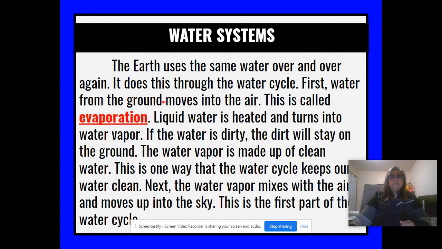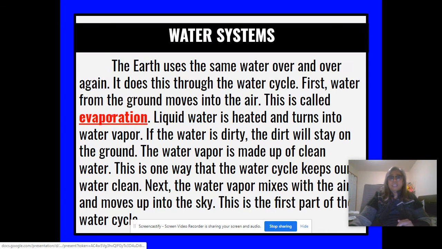First, water from the ground moves into the air. This is called evaporation. Then liquid water is heated and turns into water vapor. Now, if the water is dirty, the dirt will stay on the ground. The water vapor is made up of clean water. Now, this is one way that the water cycle keeps our water clean. Next, the water vapor mixes with the air and moves up into the sky. This is the first part of the water cycle.